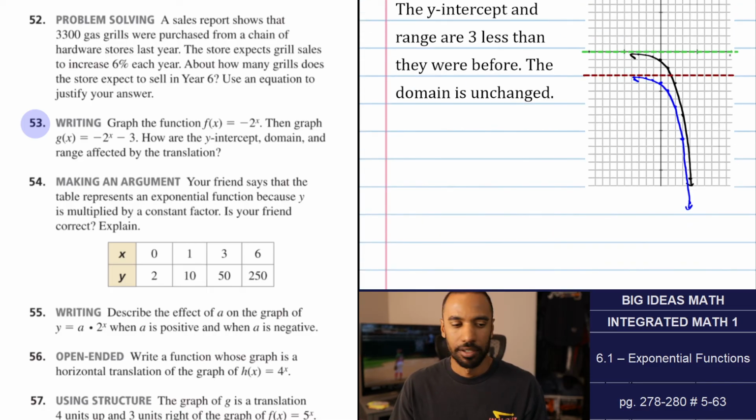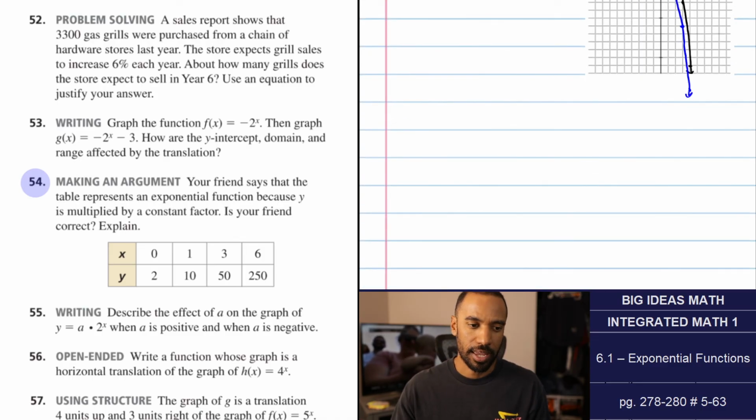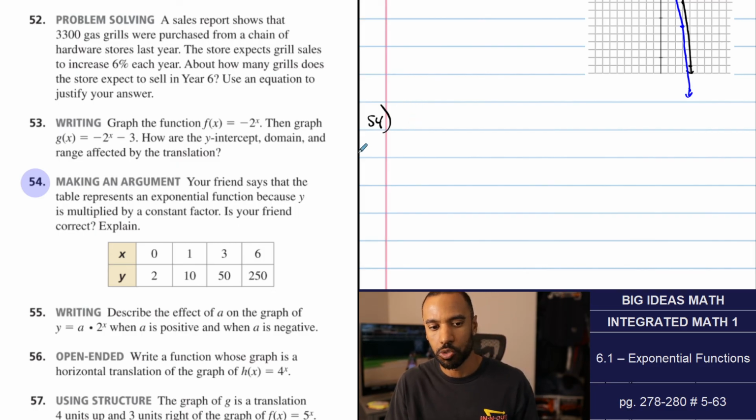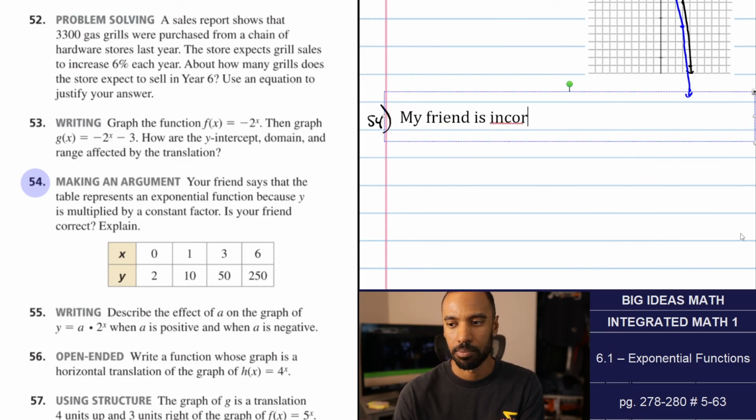Okay, number 54, making an argument. Your friend says that the table represents an exponential function because y is multiplied by a constant factor. Is your friend correct? Explain. Well, what your friend fails to recognize is that the x values are not increasing by a constant amount. It increases by +1, +2, and +3. So my friend is incorrect. My friend is incorrect because the x's are not increasing by a constant amount.